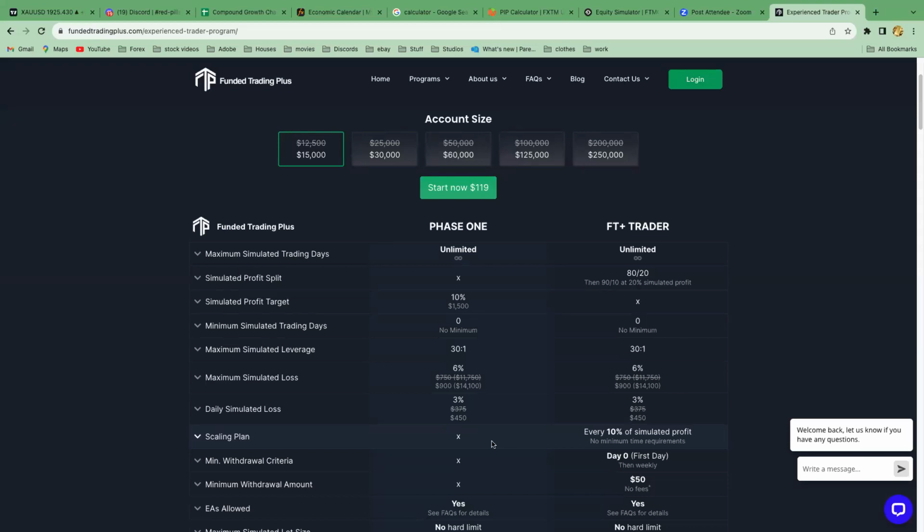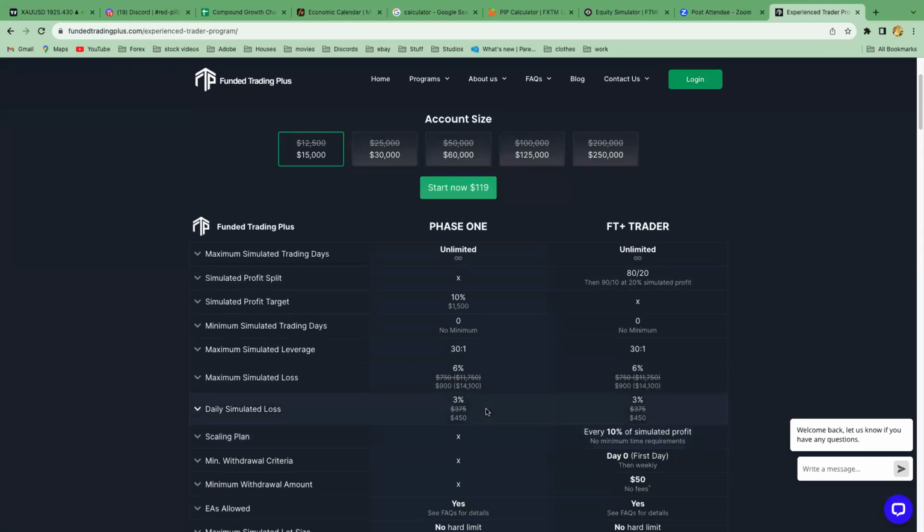Now, if I go to 15,100, my max drawdown is going to go from 13,500 to 13,600. Do you understand? So your drawdown follows you by the amount of profit you make over the starting balance. So if I go to 15,200, my trailing drawdown is going to go to 13,700. If I go to 15,300, my trailing drawdown is going to go to 13,800. So hopefully that all makes sense to everyone here.